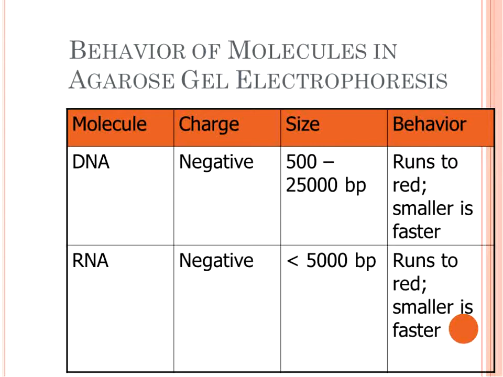All right. So, how do the molecules behave in agarose gel electrophoresis? Well, both DNA and RNA molecules run to red, and smaller is faster. And this is the approximate size range that it is normally used for.